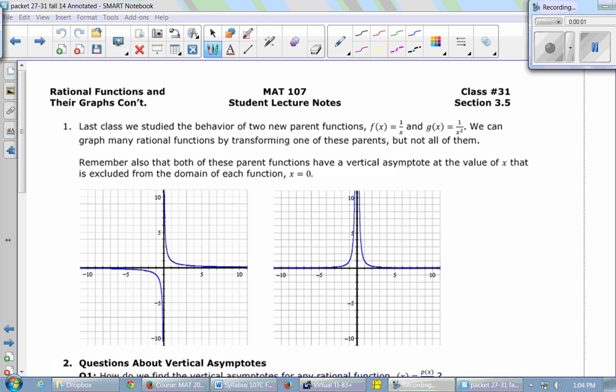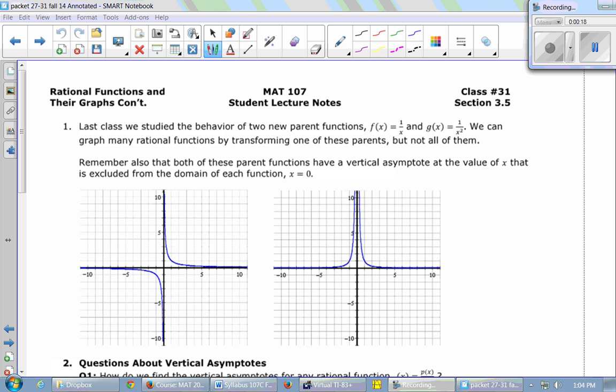Talking about rational functions and their graphs today. So last class we studied the behavior of two new parent functions, 1 over x and 1 over x squared. We can graph many rational functions by transforming those two parents, but not all of them.